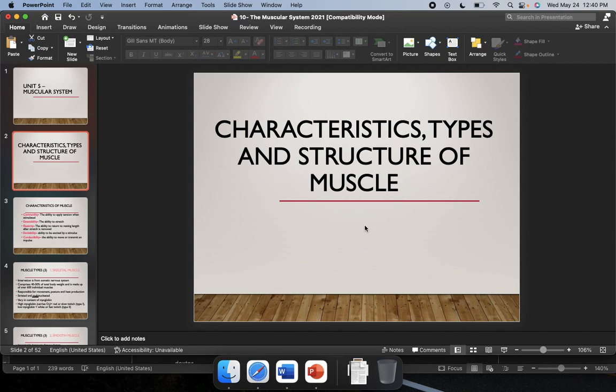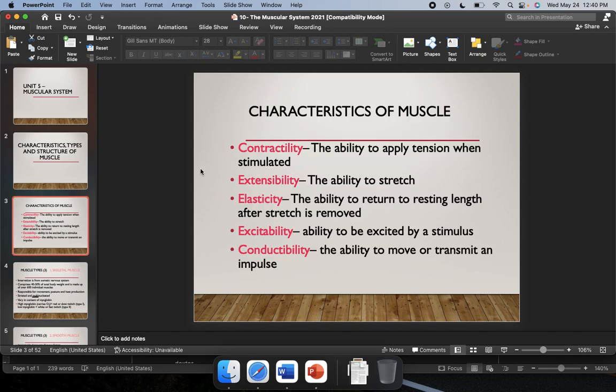This short video is going to be covering the characteristics, types, and structure of muscle. There are 5 characteristics of muscle that are important to account for. They are namely contractility, extensibility, elasticity, excitability, and conductibility. So to break down each of these into a functional component and describe each of them a little bit more in depth, a muscle needs to be contractile.